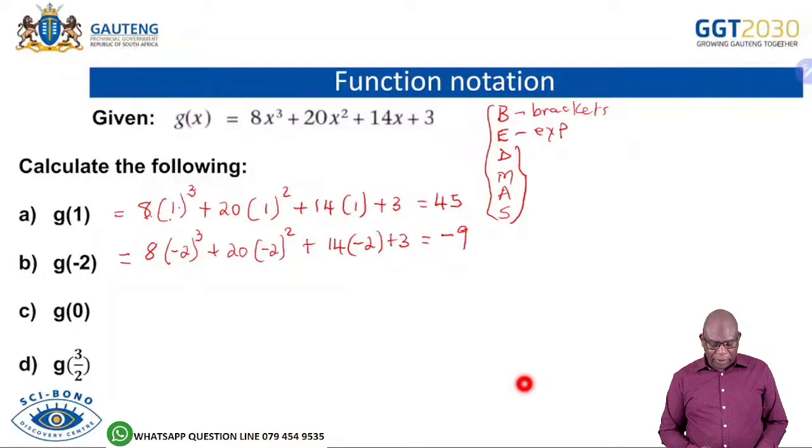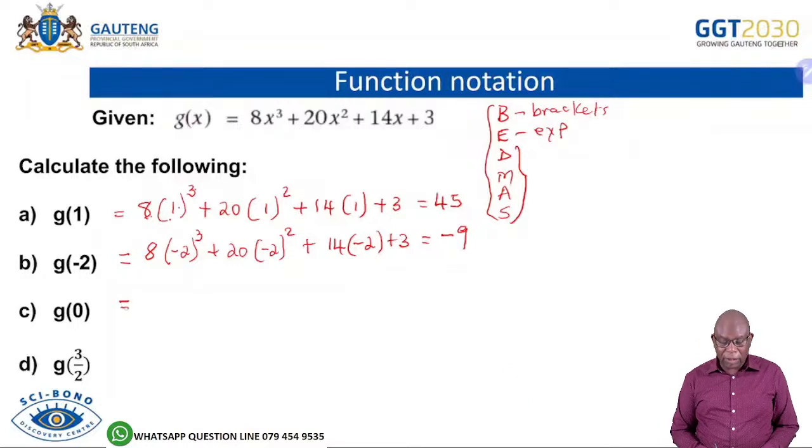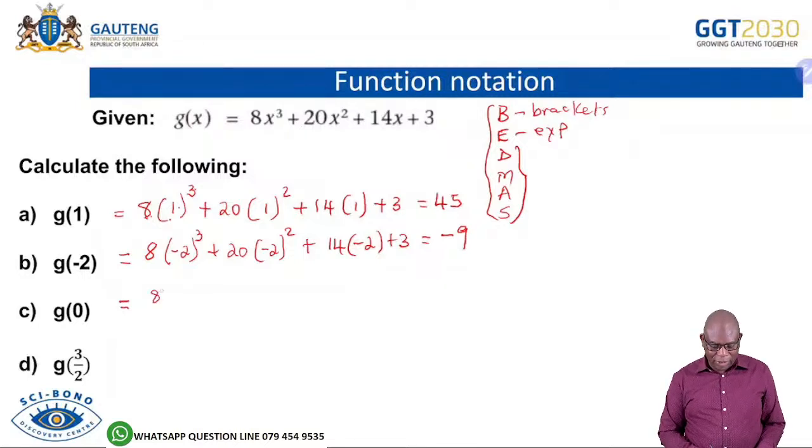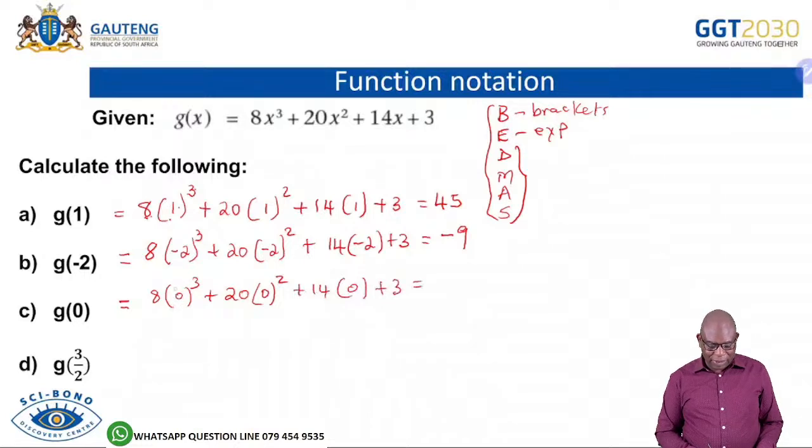Okay, right. g of 0, this one I think everybody can get. You don't have to actually work it out, but let's work it out. We're saying 8 into 0 cubed plus 20 into 0 squared plus 14 into 0 plus 3. Obviously, if I multiply by 0, I'm going to get a 0. Multiply by 0, I get a 0. The only number that is left is 3.